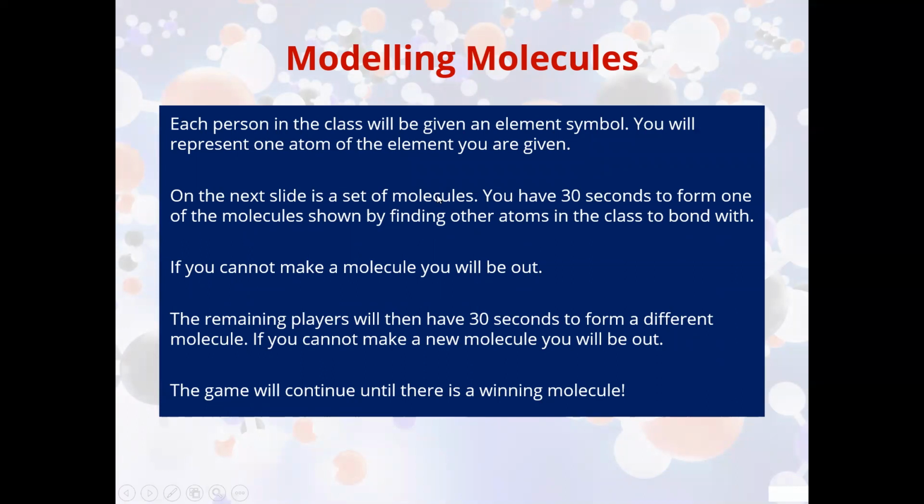Okay, now we're going to be modeling molecules. Each person in the class will be given an element symbol. You will represent one atom of the element you are given. On the next slide is a set of molecules. You have 30 seconds to form one of the molecules shown by finding other atoms in the class to bond with. If you cannot make a molecule, you will be out.